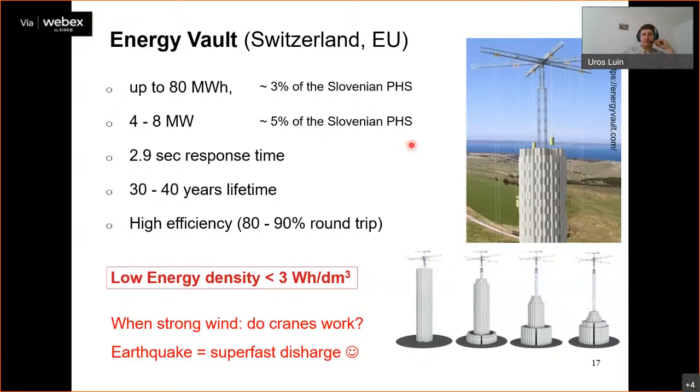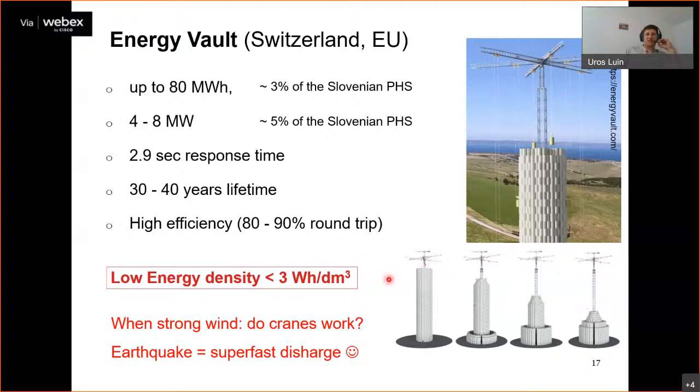It's just a set of cranes. As you can see, 6 cranes that are elevating concrete blocks that weigh around 40 tons each. When this state is empty and you have excess energy, you are piling up your concrete blocks, and this state represents a fully charged system.